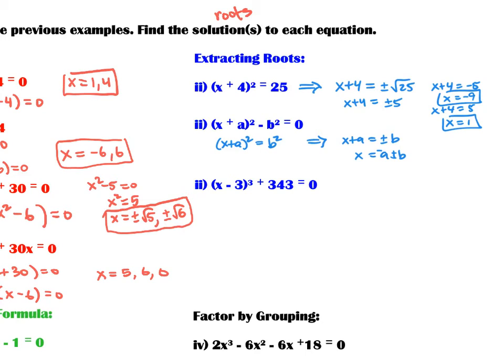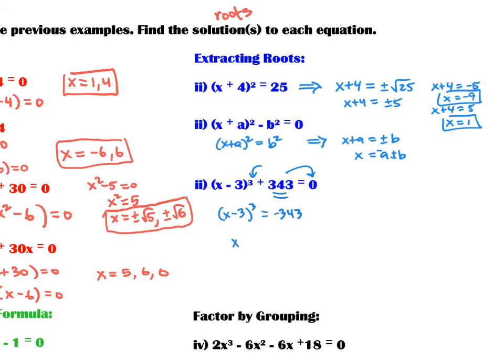All right, let's move on to the third example here. Now, this is interesting. I don't have a square, I have a cubic here. So what I want to do again is get this constant over to the other side. When you're in this extracting roots form, you want your constant alone on the other side of the equation. So for example, negative 343. And then I'm going to take the cube root.